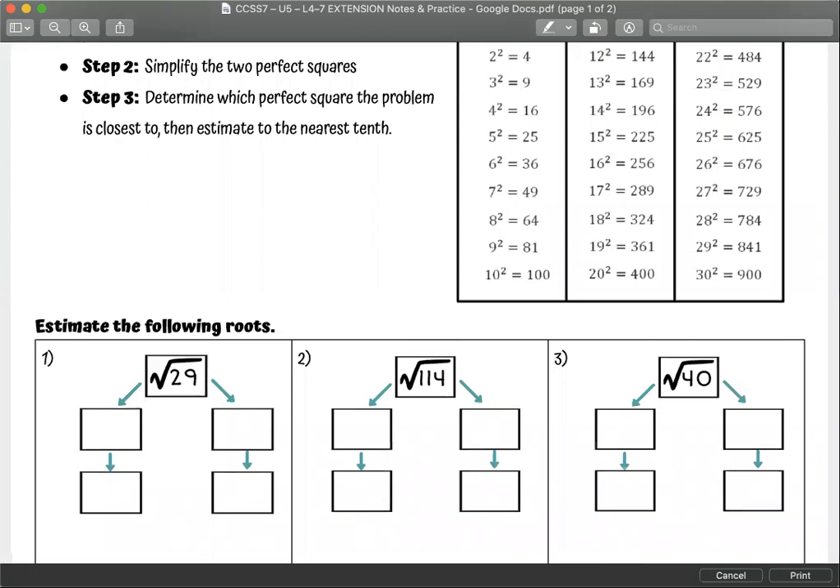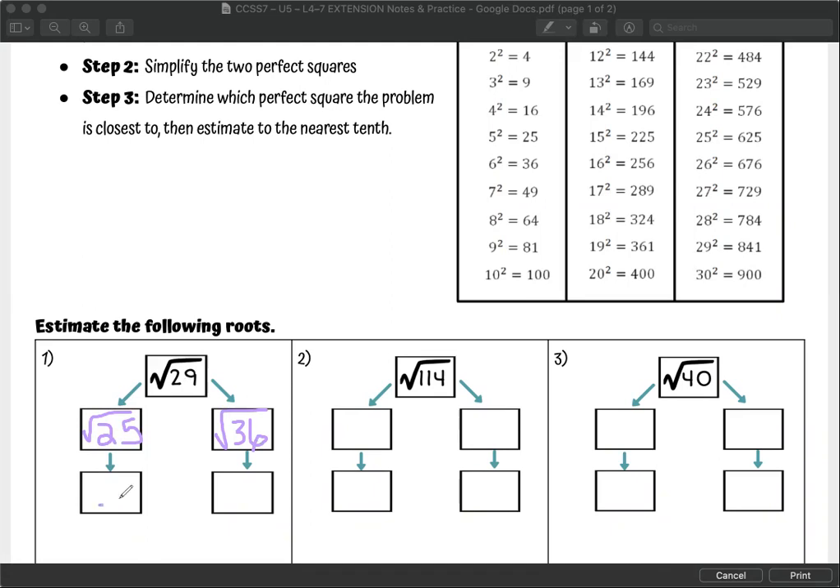I'm going to write here, it's falling between the square root of 25 and the square root of 36. And then I'm listing that, well, I know, and I can use this chart, that the square root of 25 is 5, and I know that the square root of 36 is 6. So what that tells me is that the square root of 29 falls somewhere between the two numbers 5 and 6. So then I know that it's going to be a whole number value of 5.